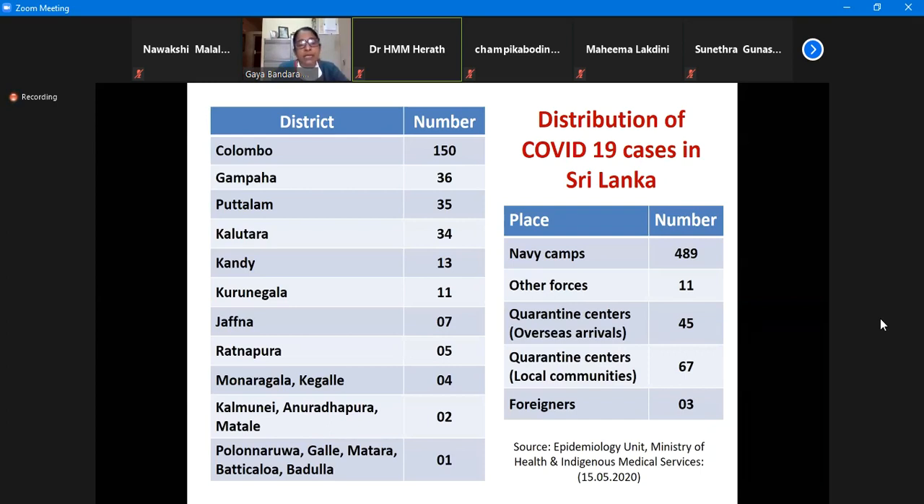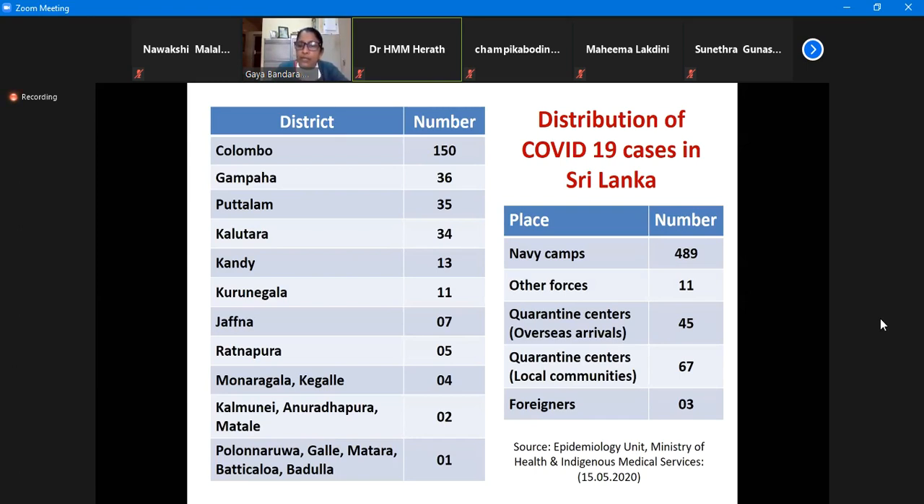So in this table, you can see the distribution of cases according to the district of the infected person. The Colombo district reports the highest number of cases at 150, followed by Gampaha with 36 cases, and Puttalam with 35 cases. Kalutara also has a higher number of cases at 34, followed by Kandy at 13, and Kurunegala at 11 cases. Most of the other districts have less than 10 cases.